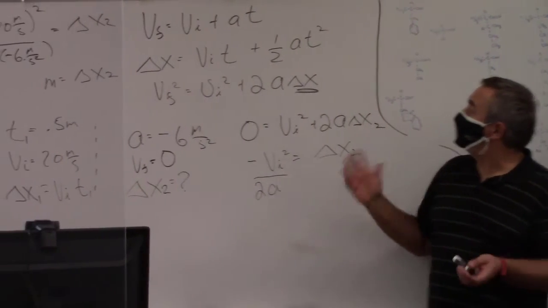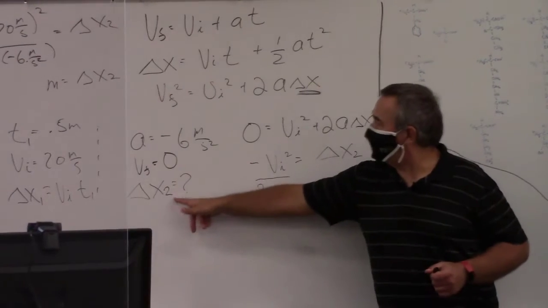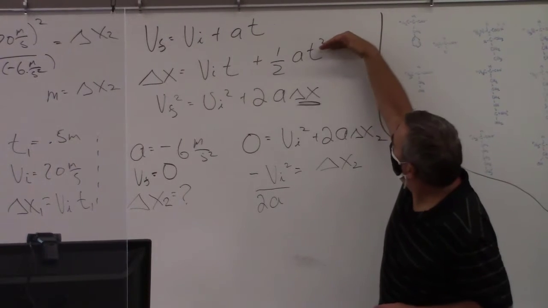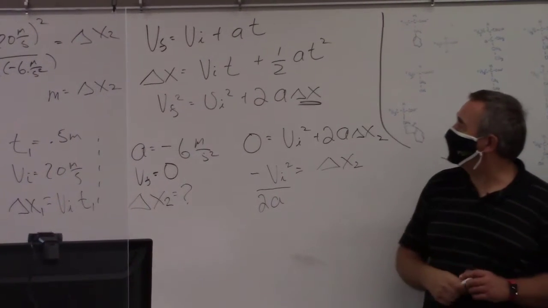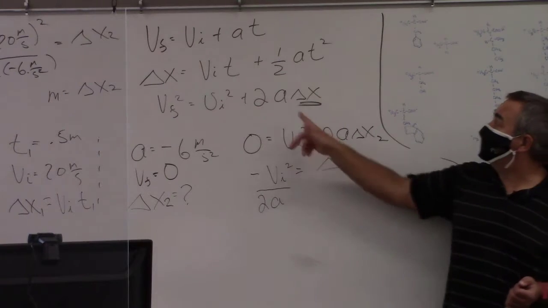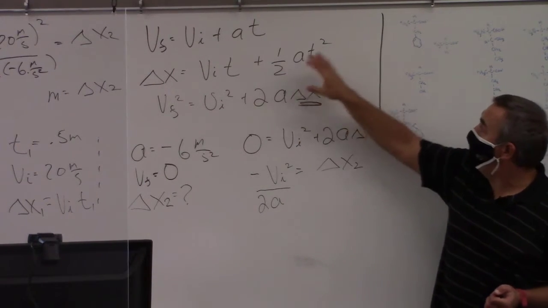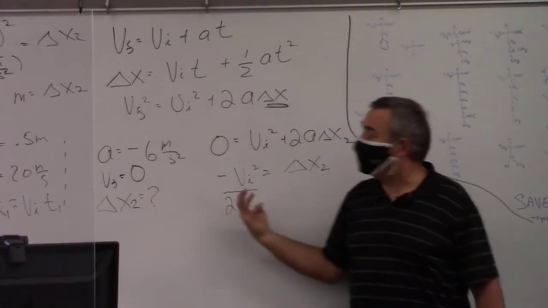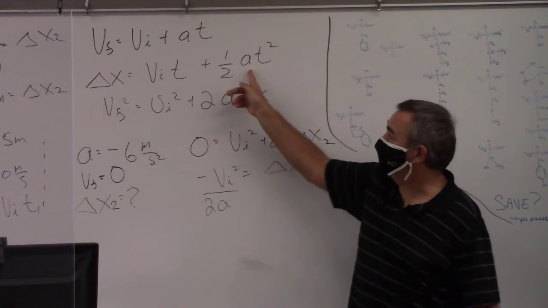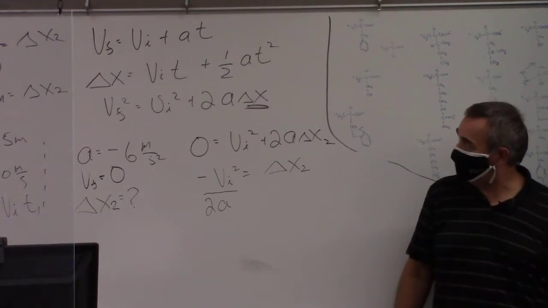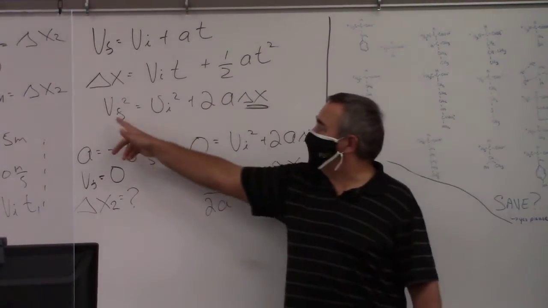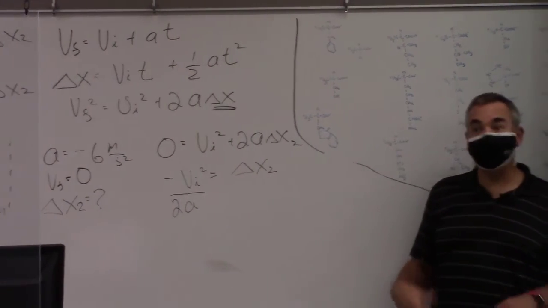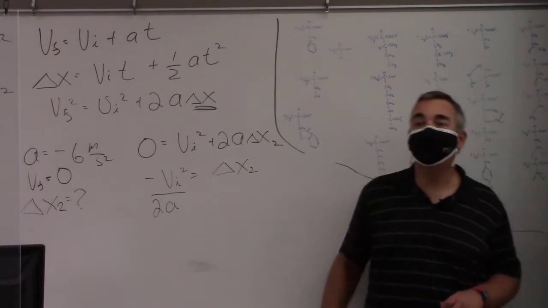It's because of what we're looking for and what we're given. We're trying to figure out delta x2, and the third equation down here has delta x involved in it. I chose this one and not the other because I don't know how long it took her to stop in the second part. I can't use that one because I don't know the time for the part where she hits the brakes. But I do know the final velocity is 0, the initial velocity was 20, and the acceleration was -6. So it's because of what I'm looking for and what I'm given.